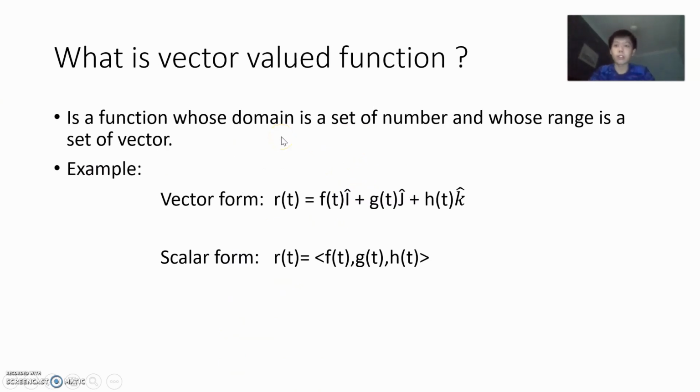What is vector valued function? A vector valued function is a function whose domain is a set of numbers and whose range is a set of vectors. In the vector form, you can see the usage of i, j, and k. And for scalar form, it will be basically f(t), g(t), and h(t).